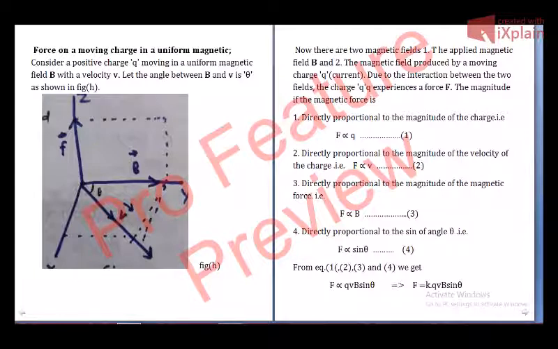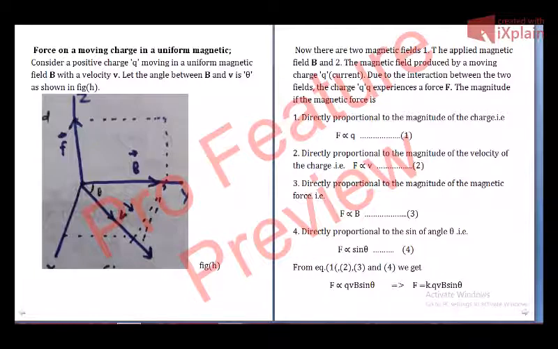It has been experimentally proved that the magnitude of this magnetic force, the force experienced by a moving charge, is directly proportional to the magnitude of the charge. That is, F is directly proportional to Q. What does it mean? Greater the magnitude of the charge, greater will be the force experienced by this charge. For example, a charge of 10 coulomb will experience a greater force than a charge of 5 coulomb.